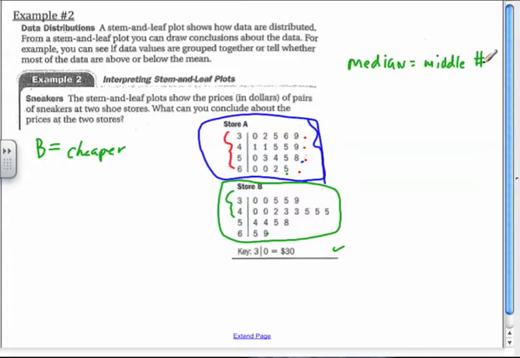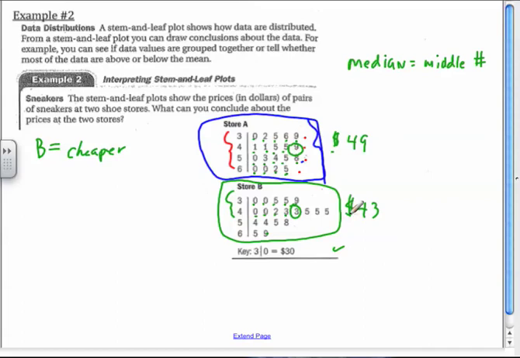Now, it's good because these have 19 each, which means that we have 9 above, 9 below, and 1 in the middle. Okay? So if I count off 9, 1, 2, 3, 4, 5, 6, 7, 8, 9, this is the 10th number, and then I've got 1, 2, 3, 4, 5, 6, 7, 8, 9 above. So I know that the median for store A is $49. Okay? Now the median for store B, it's also 19, so I've got 9 below, and then the 10th will be the median. So 1, 2, 3, 4, 5, 6, 7, 8, 9, 10. So the median is $43.